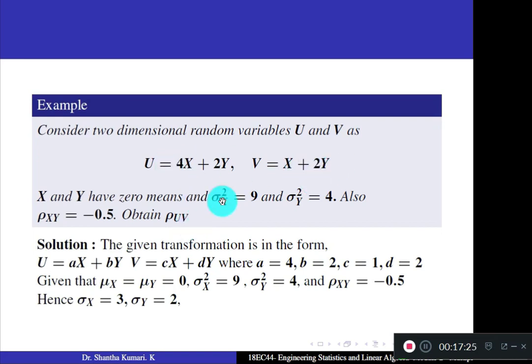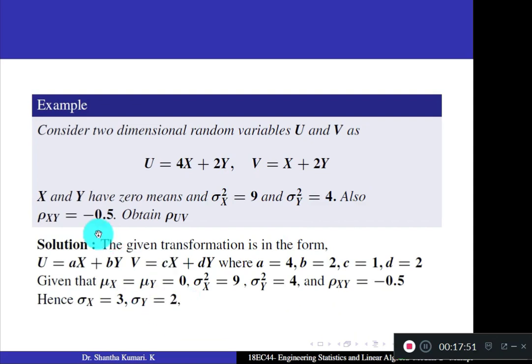So A method, what you can take, this as AX plus BY and this as CX plus DY. So A is 4, B is 2, C is 1 and D is 2. First write down all the values and write down the notations for the given terms. Square root of sigma square x is 3, which is nothing but standard deviation of x. Square root of sigma square y is 2, which is nothing but standard deviation of y.